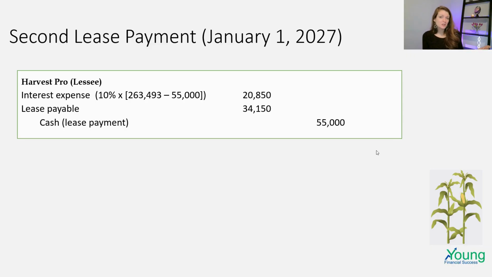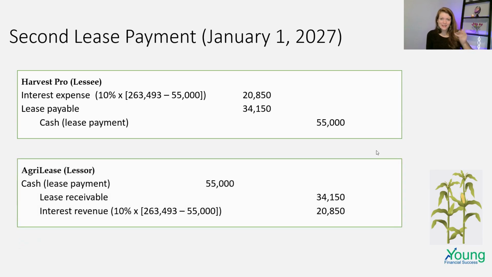Then we know the cash payment was $55,000. So the difference is what we're reducing lease payable for. And it's the same thing, just opposite for the lessor. They're getting cash in of $55,000. They calculate the interest revenue the same way we did above, but I'll repeat it just to make sure you're understanding. And we're going to see an amortization chart that can help as well.